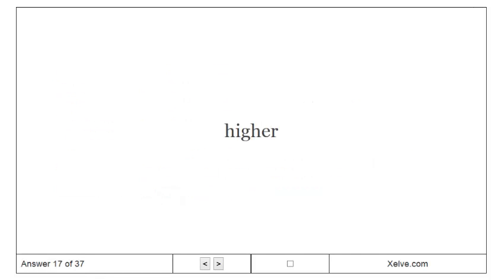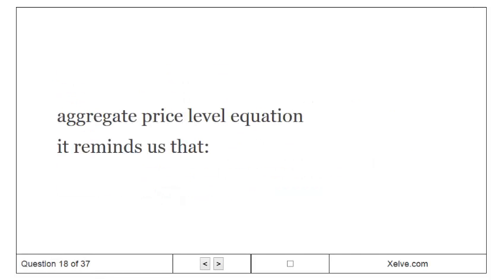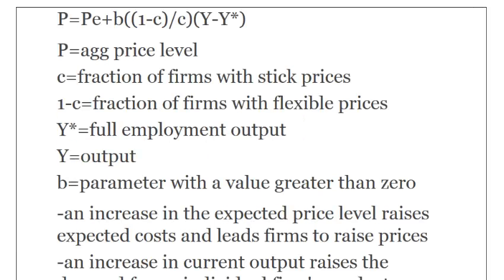Aggregate price level equation: P = P^e + (1/b)(Y - Y*). P equals aggregate price level. a equals the fraction of firms with sticky prices. 1 minus a equals the fraction of firms with flexible prices. Y* equals full employment output. Y equals output. b equals a parameter with a value greater than 0.